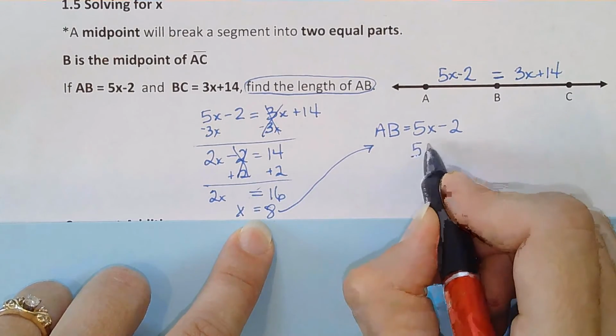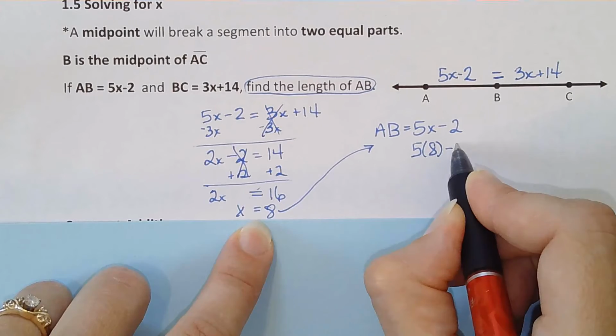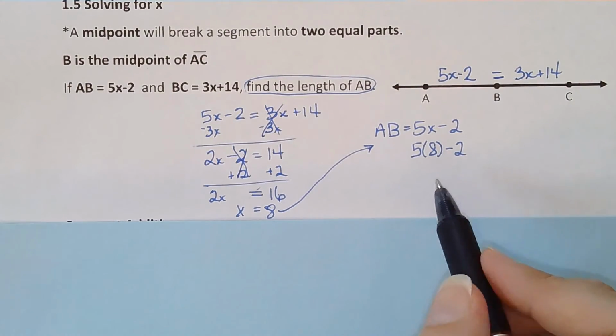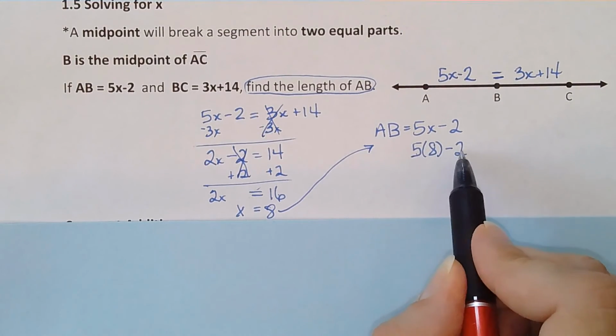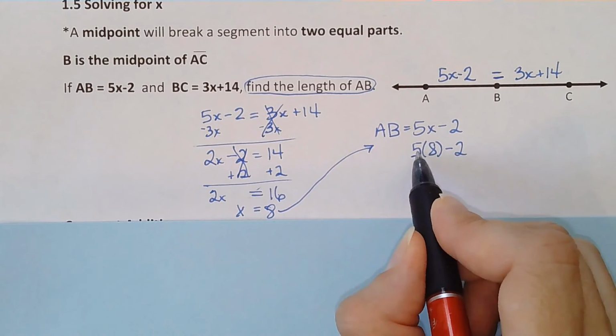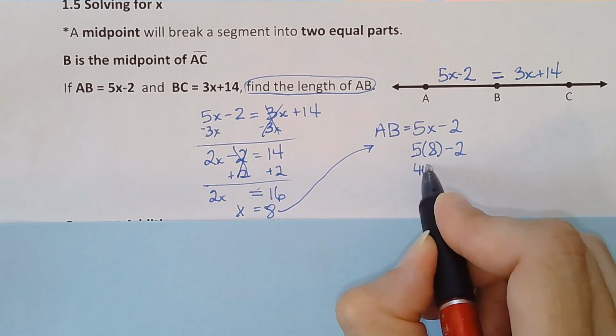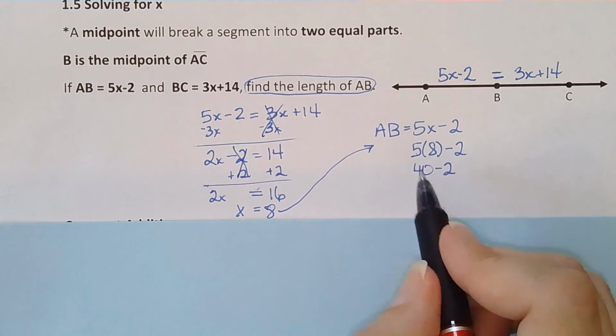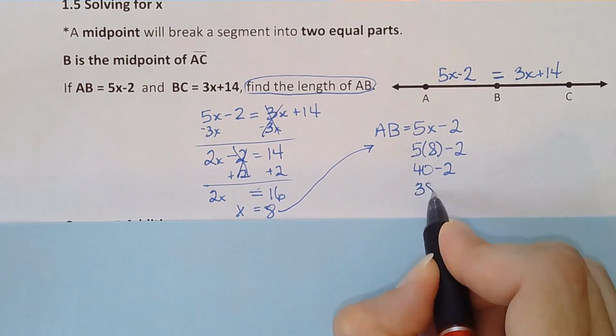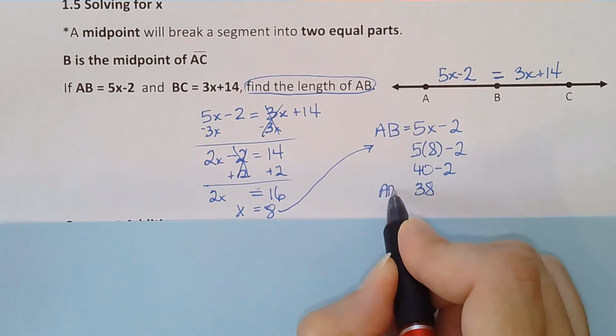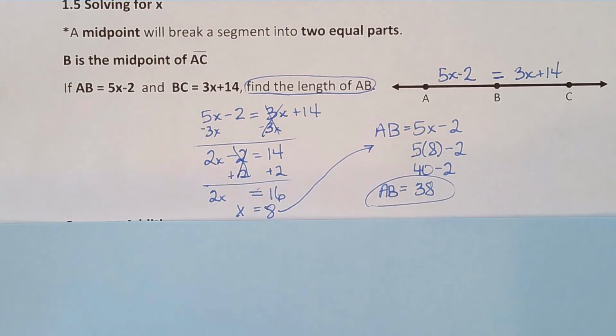So I'm going to take that 8 and use that in place of x, right? So it's going to look like 5 times 8 minus 2. In order of operations, we do our multiplication before our subtraction, all right? So 5 times 8 is going to be 40 minus 2. And then 40 minus 2 is going to be 38. So AB is 38. And that would be my final answer.